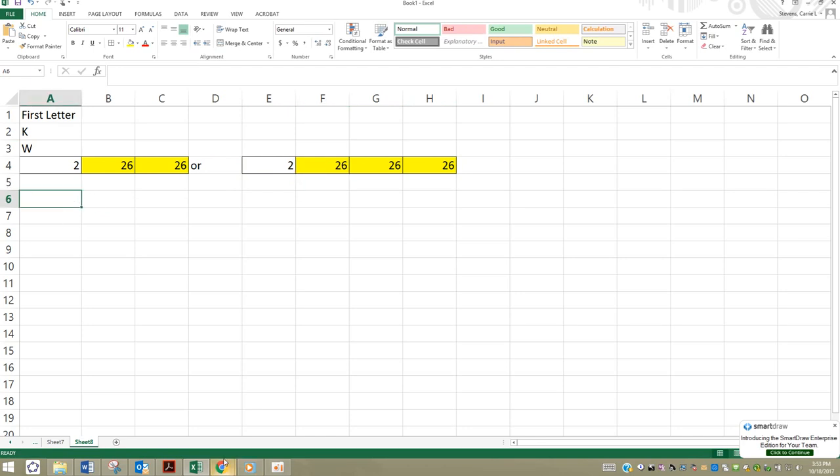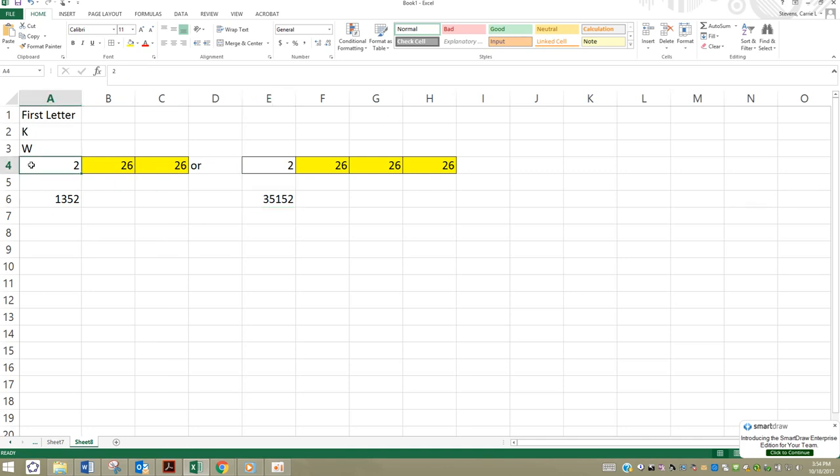And that means I can have 2 times 26 times 26, or I could have 2 times 26 to the power of 3. And since either way would be good, I'm going to add those together, right? Because of the addition rule here, either one of these would be fine.